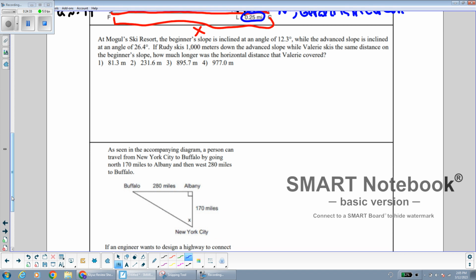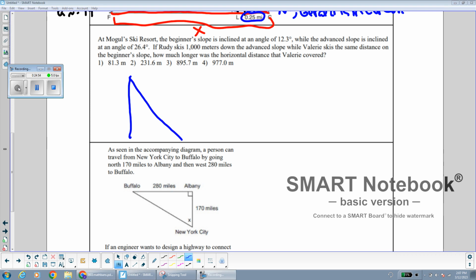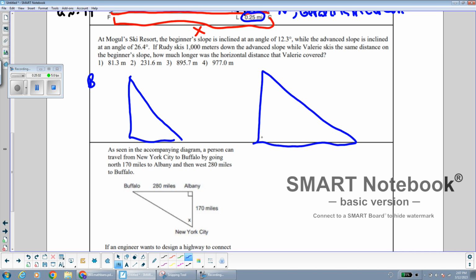Okay. At Mogul's Ski Resort, the beginner's slope is inclined at an angle of 12.3. So here's our ski slope. While the advanced slope is inclined at an angle of 26.4. Okay, so this will be my beginner's slope. So I'm going to call that beginner's slope. And I need a different ski slope for the advanced slope. So the beginner's slope is inclined at an angle of 12.3 degrees.